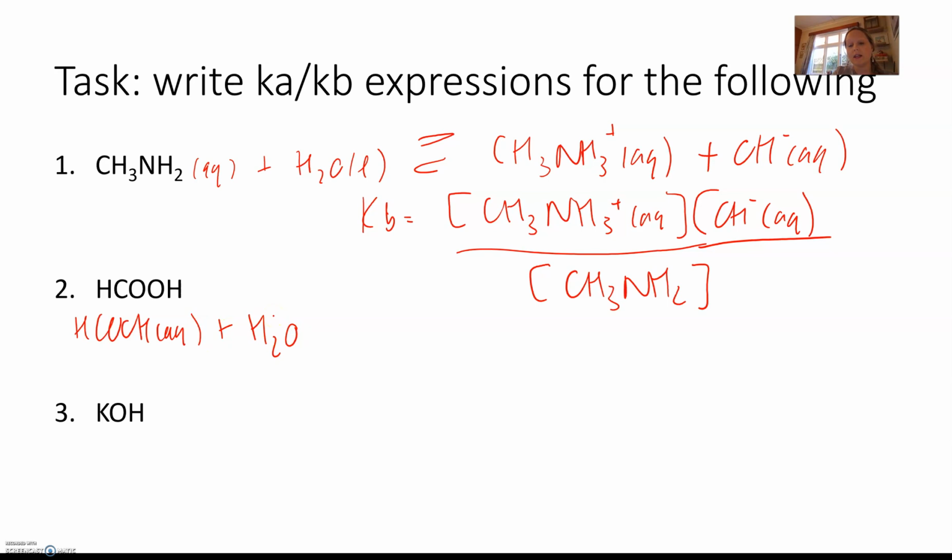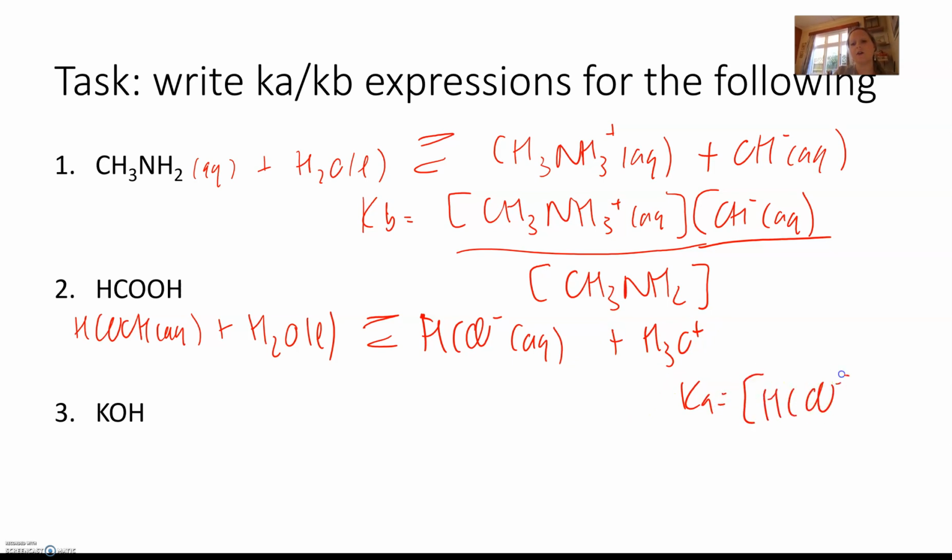So now we've got methanoic acid, so HCOOH aqueous plus H2O. We just say all the weak acids and bases are aqueous, by the way. Liquid goes to HCOO-, which is methanoate ions, and H3O+. So we do products divided by reactants.